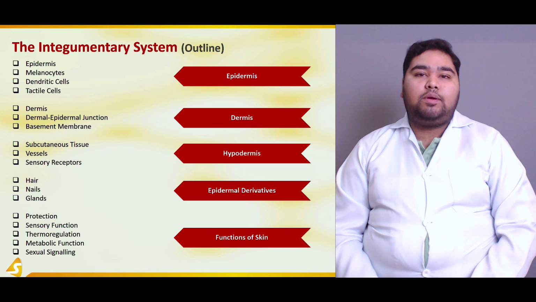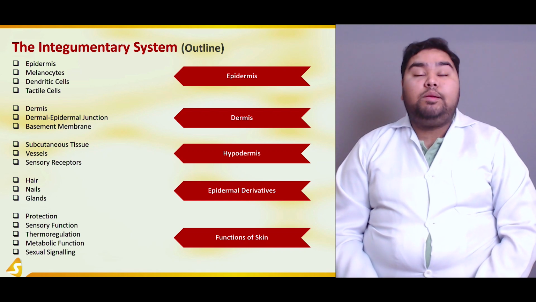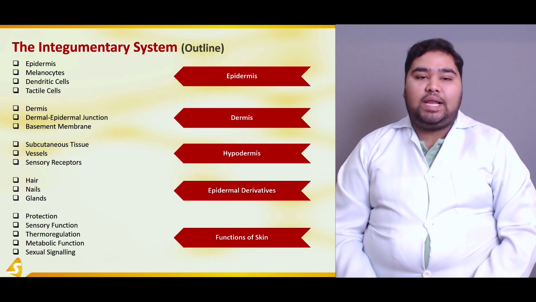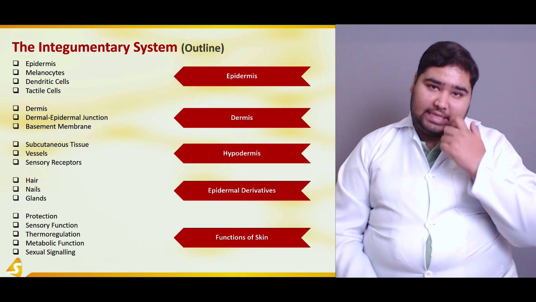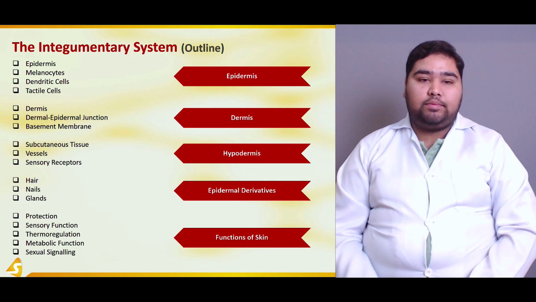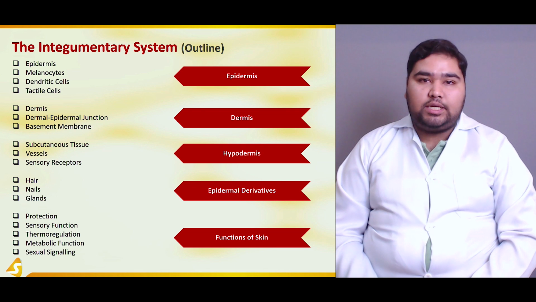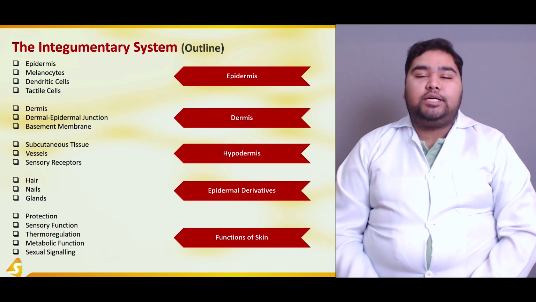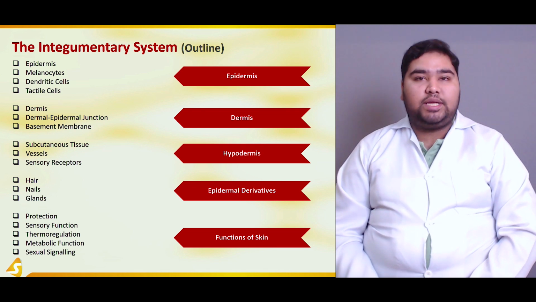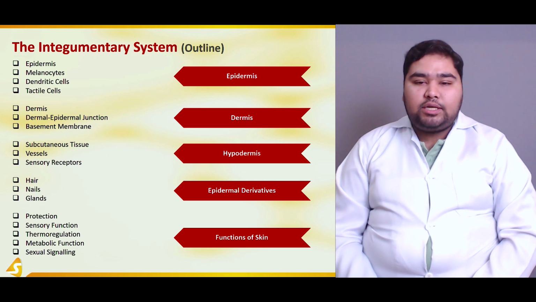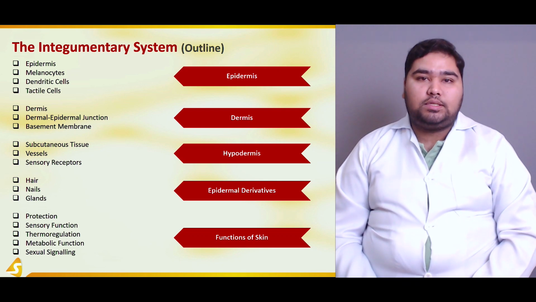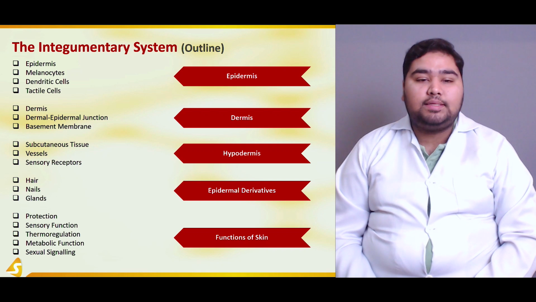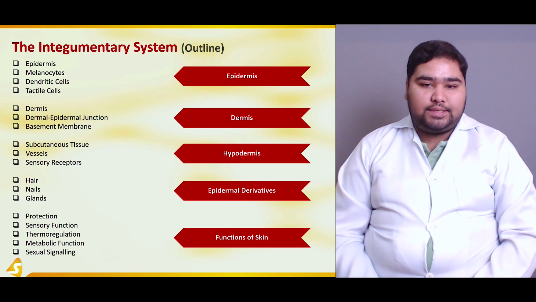In epidermis, we will be talking about the epidermis, the melanocytes, the dendritic cells, and the tactile cells. In dermis, we will be talking about the dermis, its composition, the dermal-epidermal junction, and the basement membrane. In hypodermis, we'll be talking about the subcutaneous tissue, also known as the hypodermis, the vessels, and the sensory receptors.